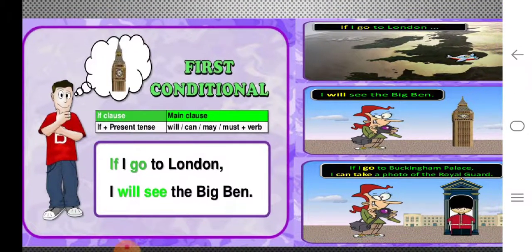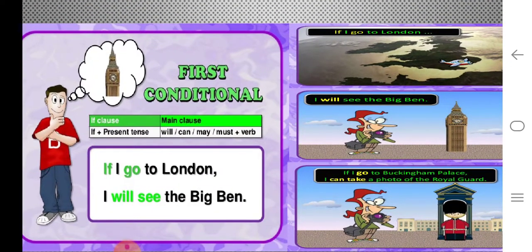The first conditional clause starts with if plus your present tense. And the main clause can be will, can, may, must plus the verb. If I go to London, I will see the Big Ben. Here if is highlighted, go is your verb and it is followed by will see. As I say, will, can, may, must can be followed by the verb. If I go to Buckingham Palace, I can take a photo of the Royal Guard.